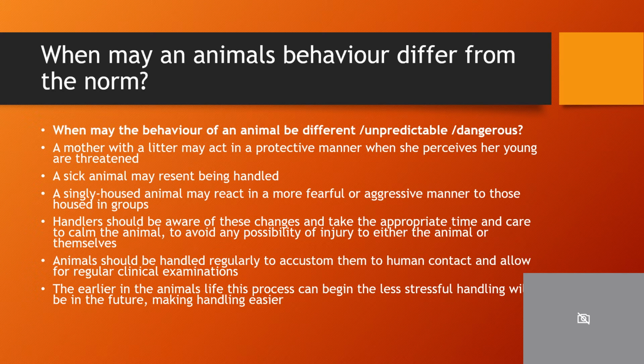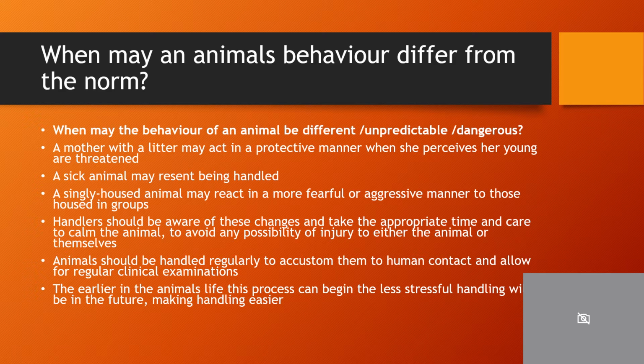So when may an animal's behaviour differ from the norm? As we've already said, animals are going to notice changes when being within the veterinary environment: different smells, sights, sounds and people. But they may also be different or unpredictable or dangerous for a number of other reasons.